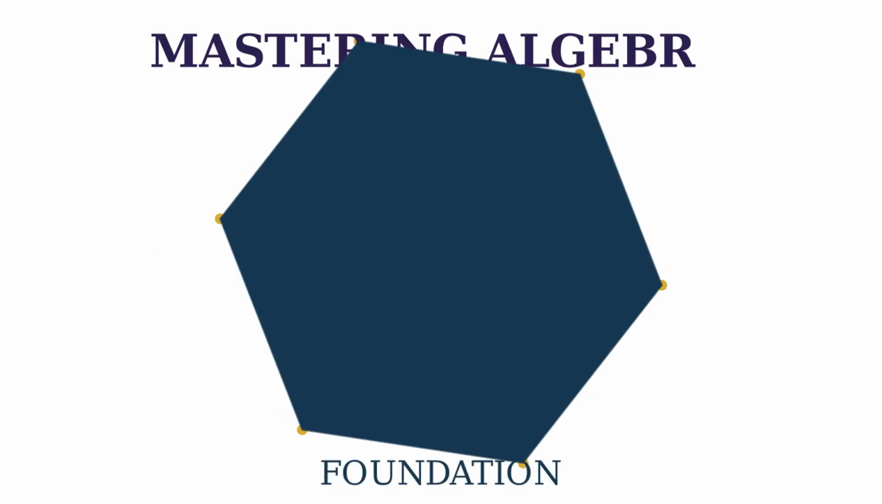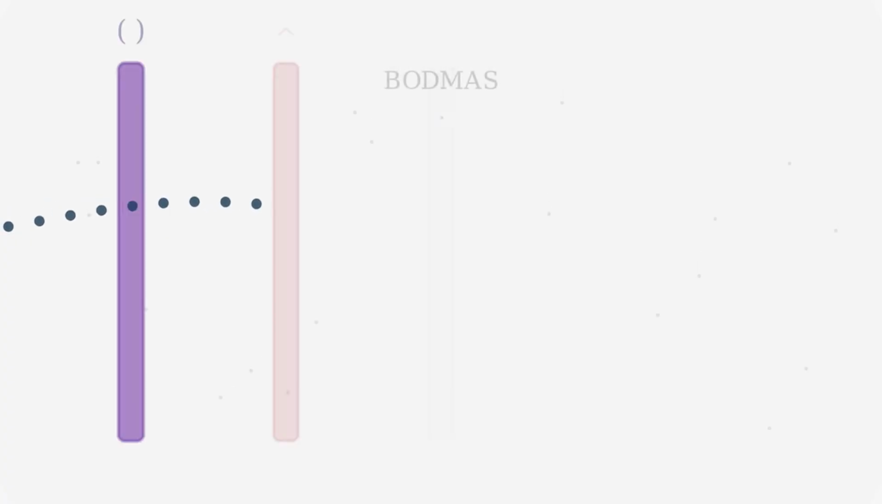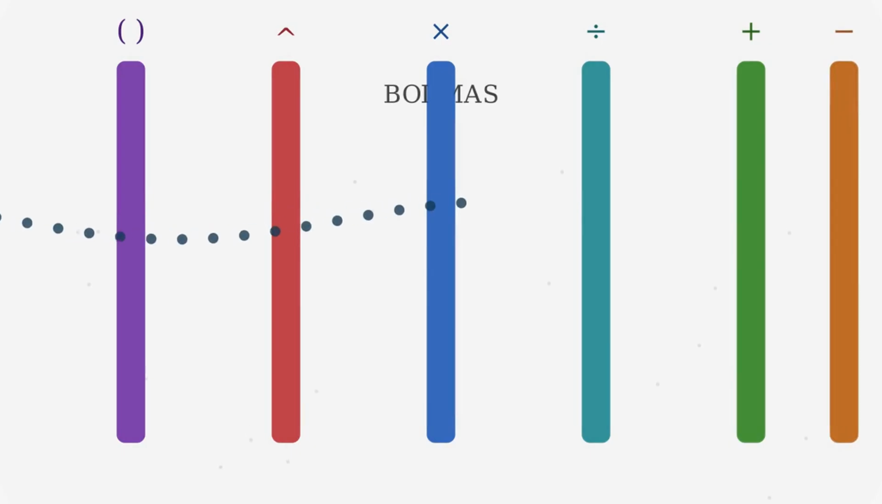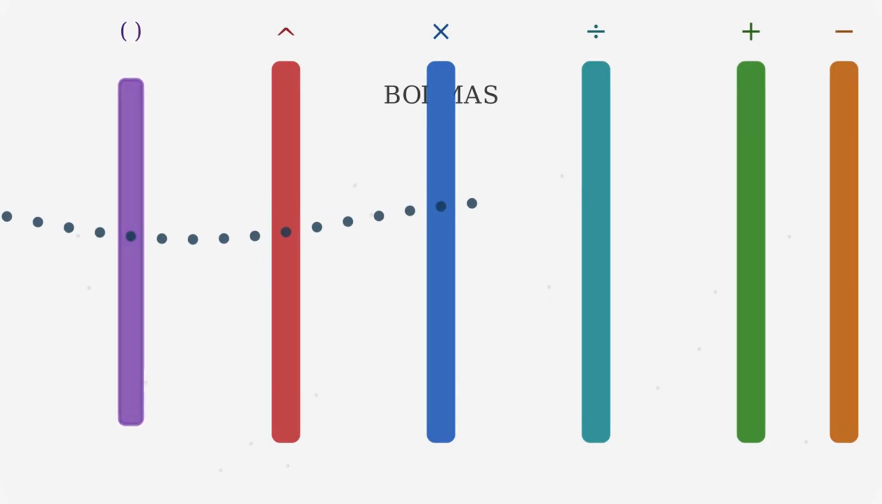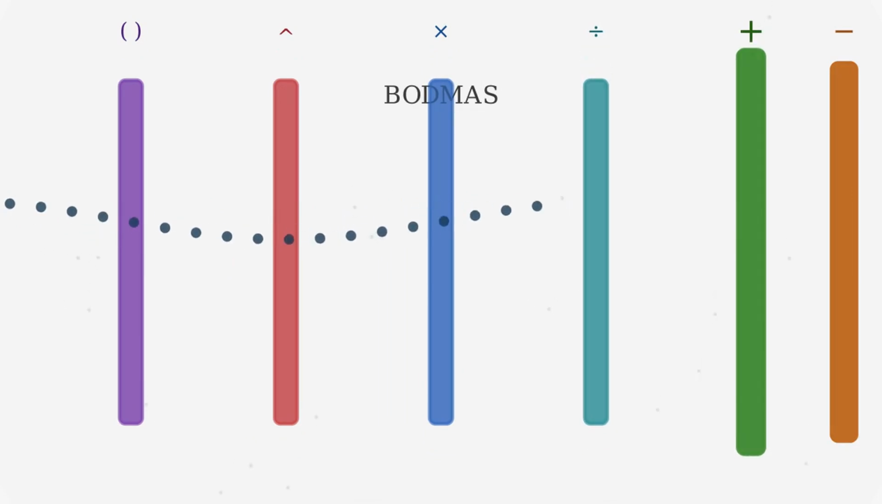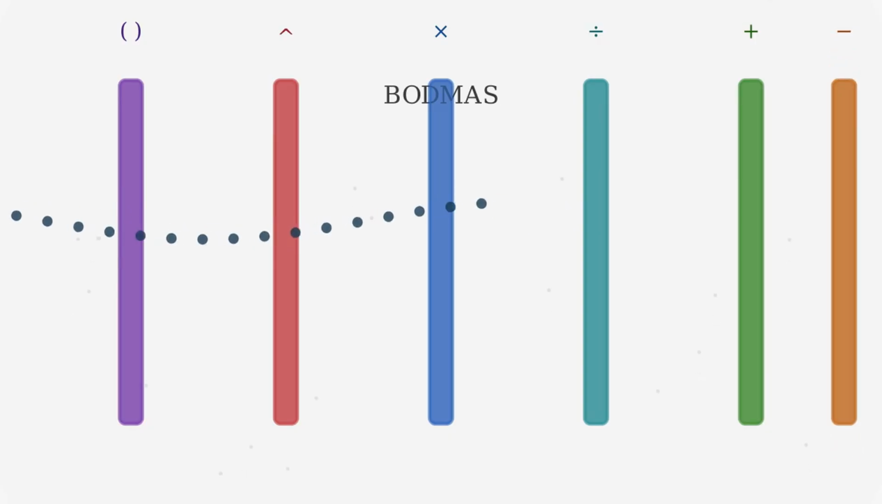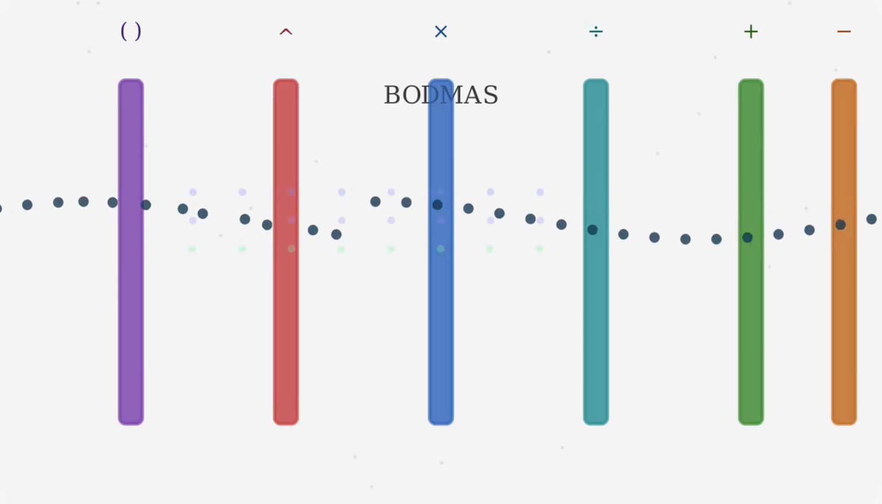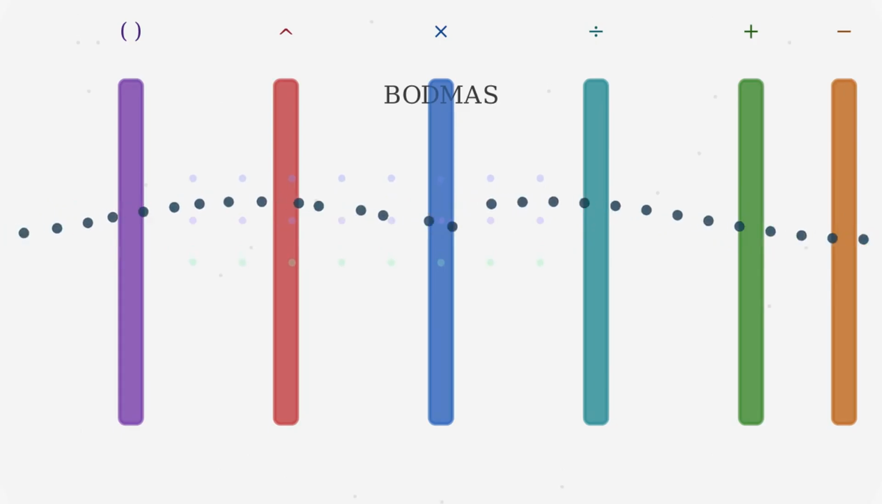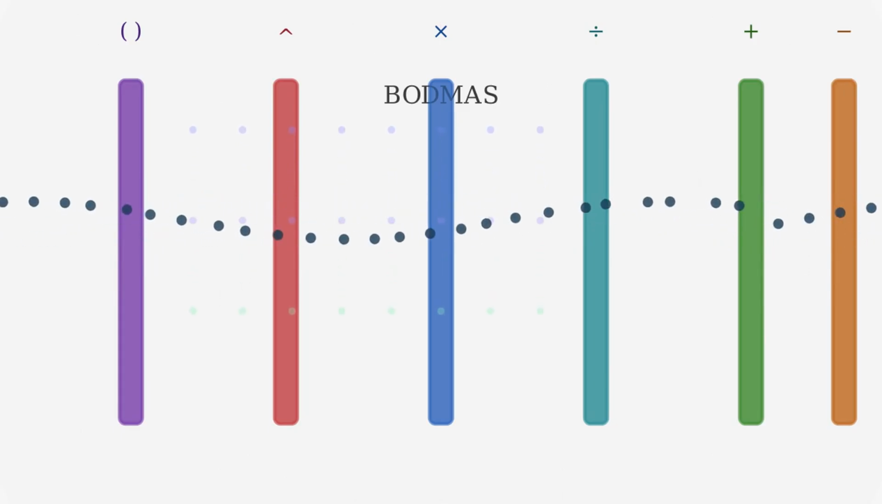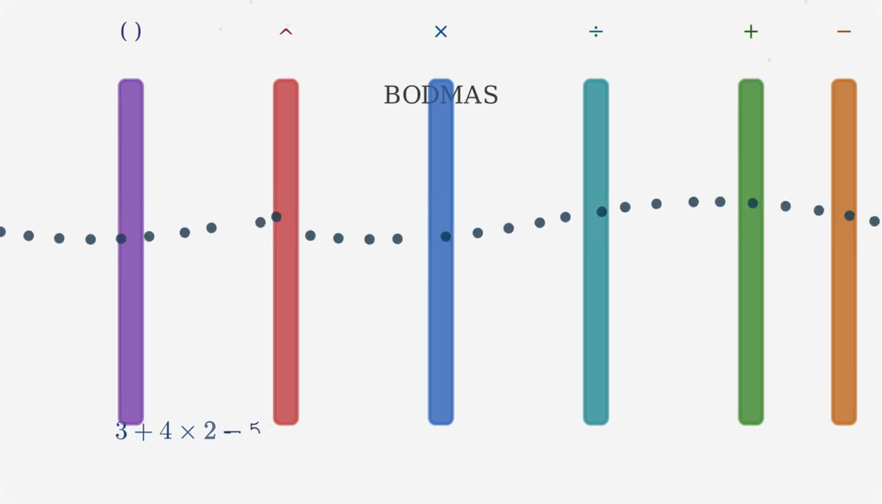Let's get started. First, let's nail the order of operations. You're familiar with the acronym, but let's see how it's applied. The order of operations, often remembered by PEMDAS or BODMAS, dictates the sequence in which we solve a mathematical expression to ensure we always get the same answer. It stands for parentheses, exponents, multiplication, division, addition, and subtraction. This rule ensures consistency. Without it, the same problem could yield countless different results.